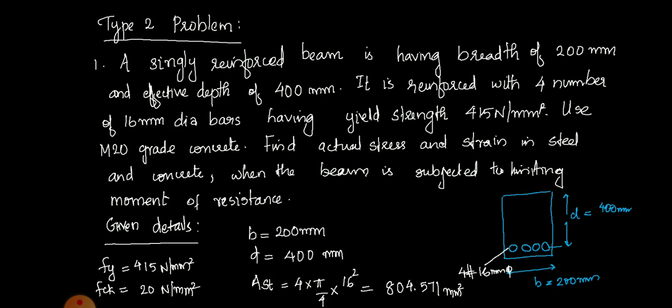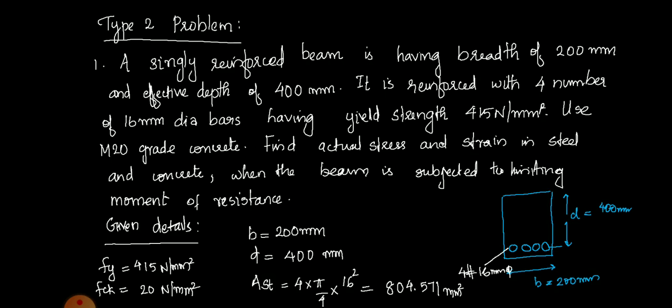Take down the question. A singly reinforced beam is having breadth of 200 mm and effective depth of 400 mm. It is reinforced with 4 number of 16 mm dia bars having yield strength 415 Newton per mm square. Use M20 grade concrete. Find the actual stress and strain in steel and concrete when the beam is subject to limiting moment of resistance. The question is to find out the actual stress and strain.